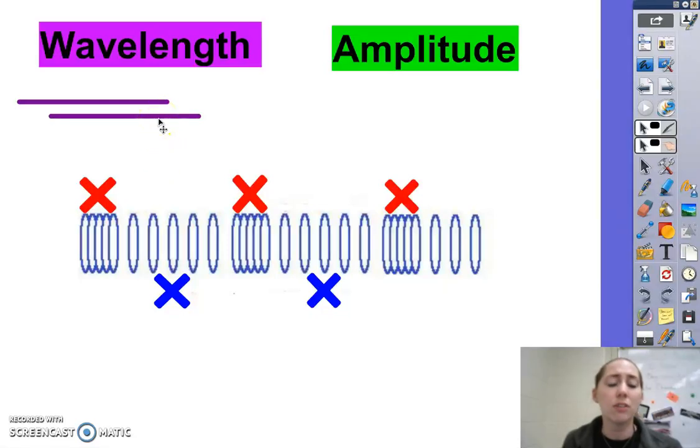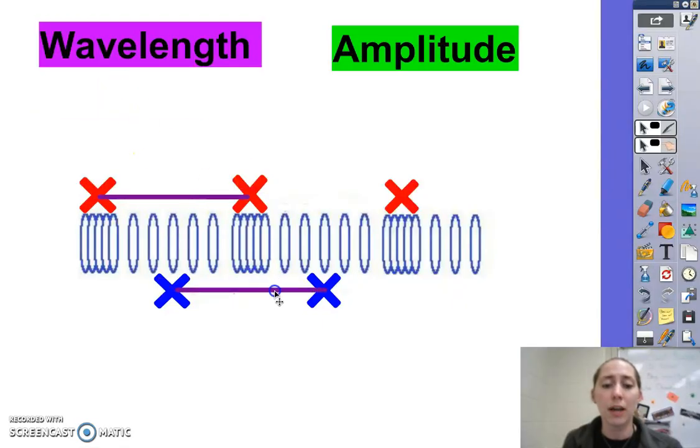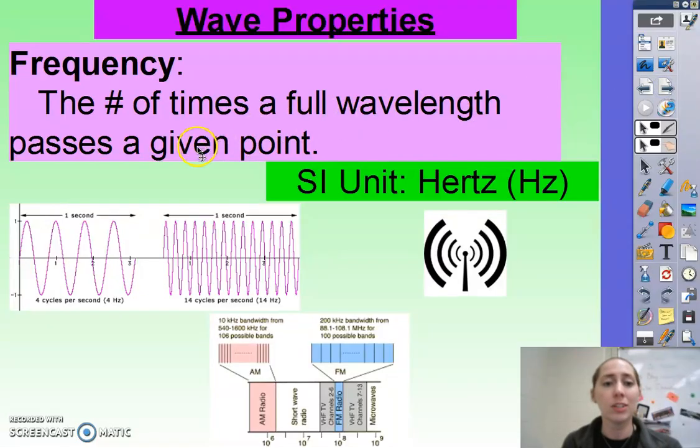Wavelength is still between two corresponding parts, so easiest between two compression points or two rarefaction points. Now, amplitude, just based off this drawing, is really hard to measure because we don't know how far the particles are vibrating side to side, but the maximum distance from their rest point to where they vibrate would be their amplitude. On to wave properties.